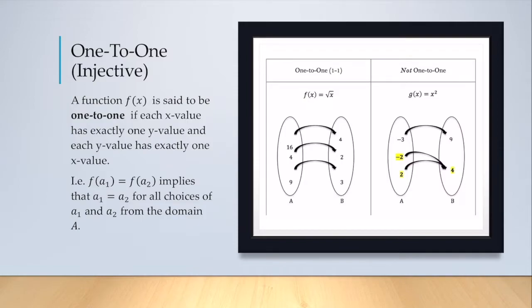So for example, if the function f of x is the square root of x, this is a one-to-one function. Each x has exactly one y value. G of x is x squared. Now this is still a function, right? It's a parabola. It would pass the vertical line test, but it's not one-to-one because -2 squared is 4 and 2 squared is 4.